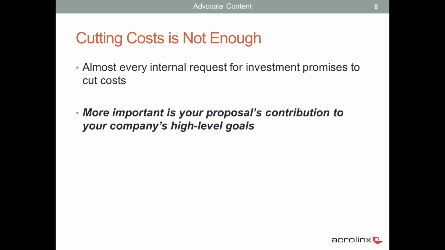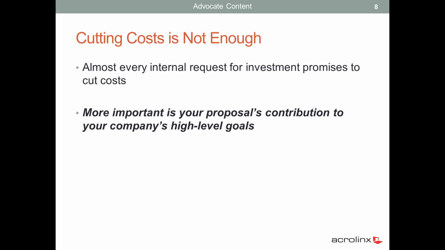Now, I can't emphasize this next point enough. Every single proposal that your executives deal with includes a cost-cutting component to that proposal. Almost every single one. So you can't compete on the basis of cost savings alone. They're important, but they're not sufficient. What's more important than cost savings is contributing to your company's high-level goals.